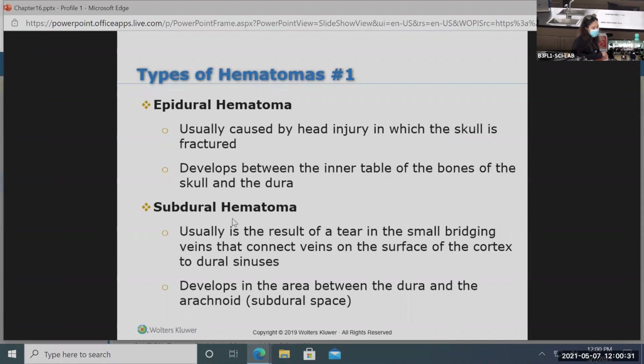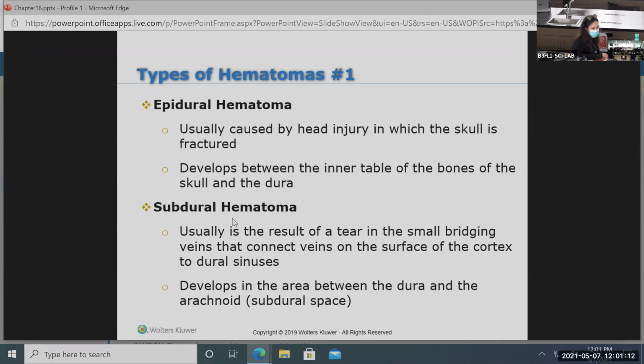I mentioned those hematomas in different locations: epidural, subdural, intracerebral. Now, epidural develops between the inner table of the skull bone and the dura. Outside the dura, below the bone, between the periosteum of the skull and the dura, that is called epidural.